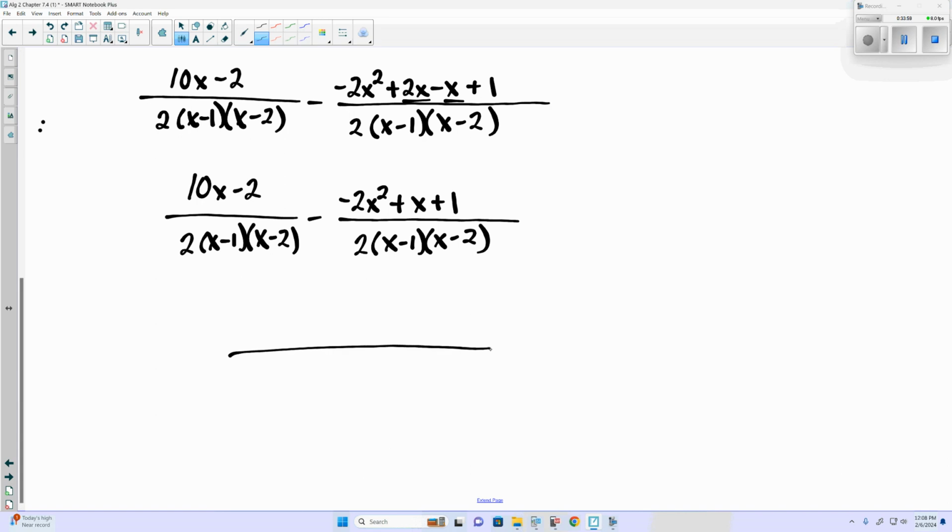Now our denominators are the same, so we can add, or in this case, we're going to subtract the numerators. So we're going to take our numerator of 10x minus 2 and subtract from it our negative 2x squared plus x plus 1.